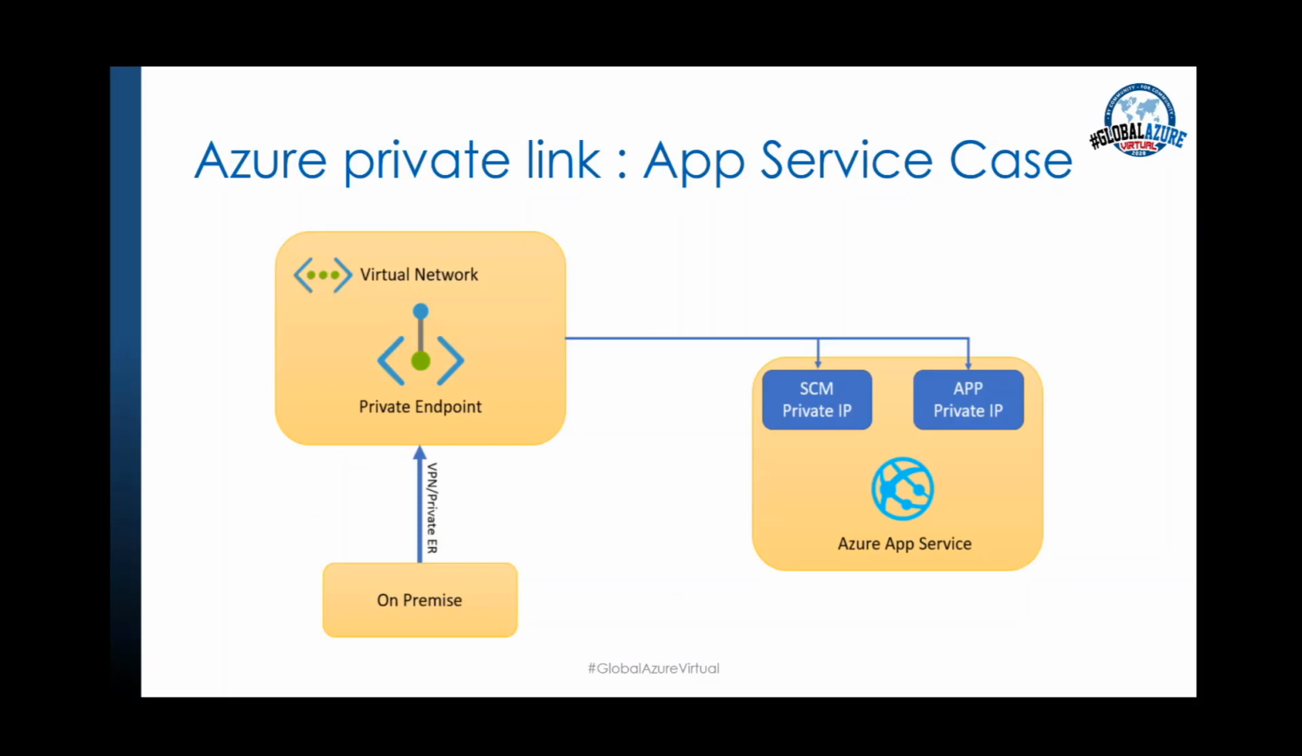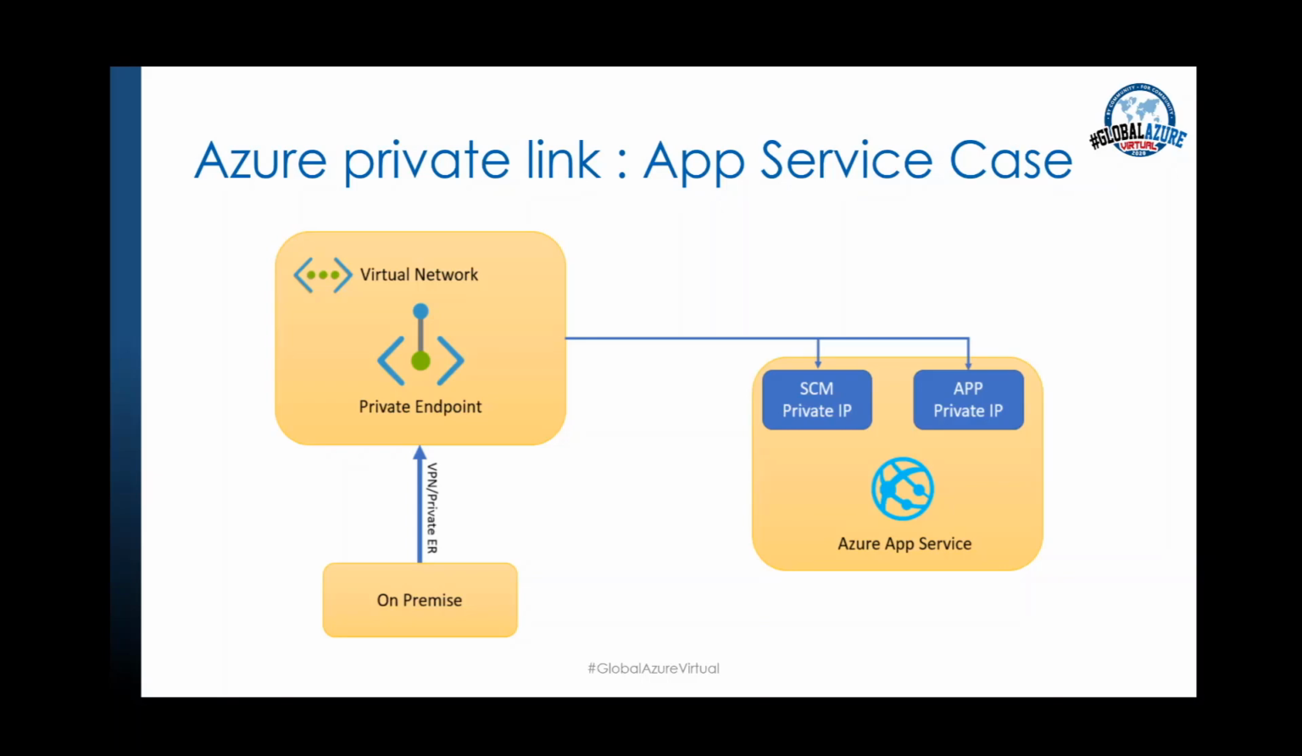Let's talk about the all new functionality, which is the private link for the app service. You can benefit from what we talked about before for the app service too. Connecting the private link to the app service will provide a private IP address to the application and the SCM.